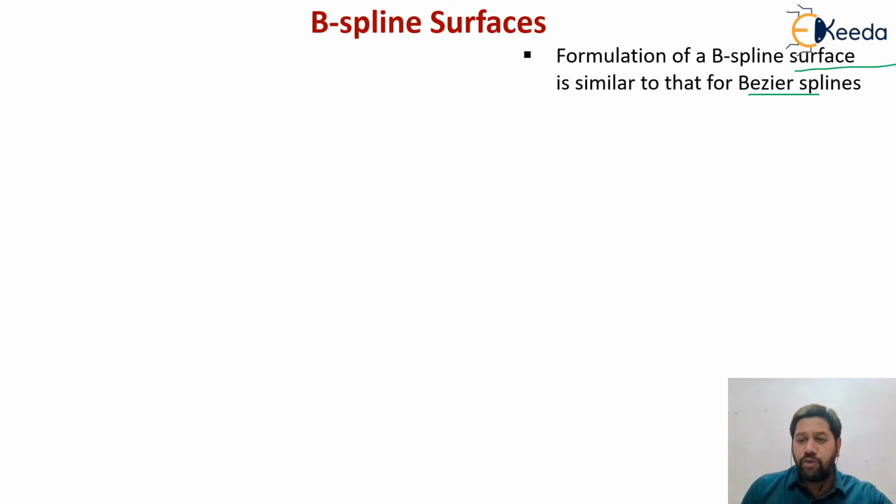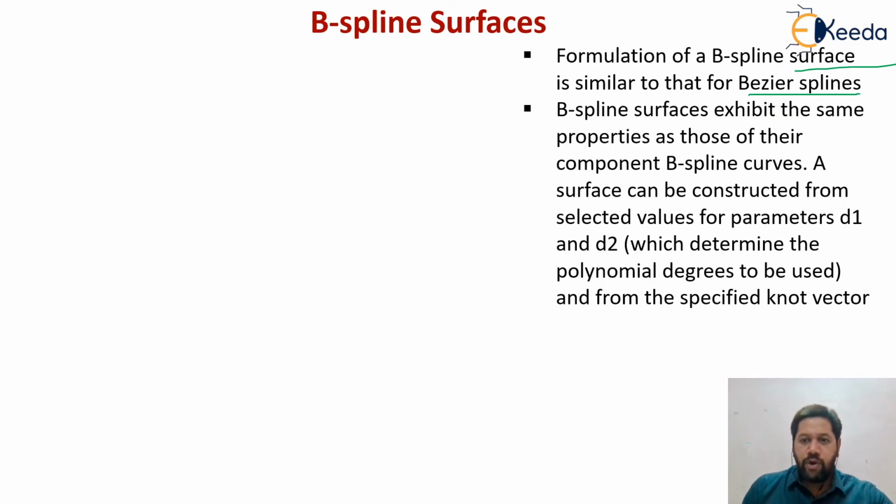It is similar to that of the Bezier splines. So formation of the B-spline surface is the same as the formation of the Bezier surfaces. Now the B-spline surfaces exhibit the same properties as those of their component B-spline curves. A surface can be constructed from selected values for parameters d1 and d2, which define the subinterval that determines the polynomial degree to be used, and from the specified knot vector.